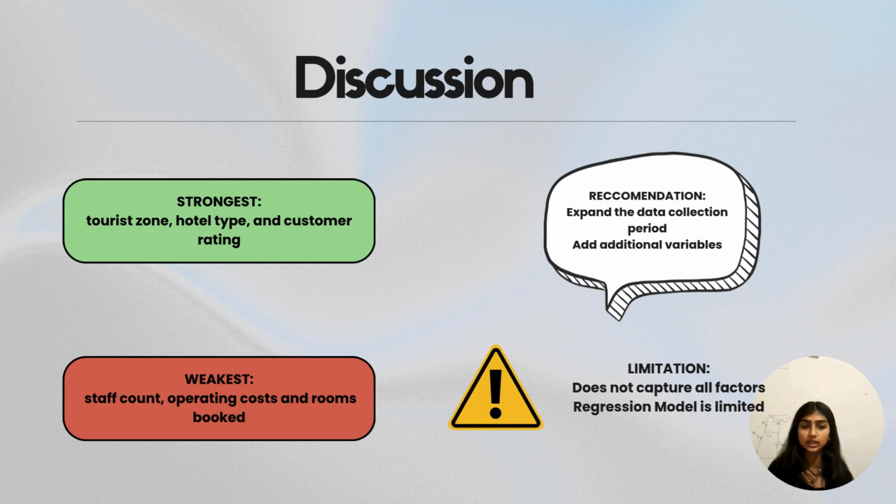A recommendation would be to extend the data collection period from 1 month to a year, as this may capture seasonal trends and fluctuations in the hotel's performance, leading to a more accurate and reliable result. Further studies could also include additional variables such as occupancy rate, hotel star rating, and competitor pricing to improve the predictive ability of a regression model.